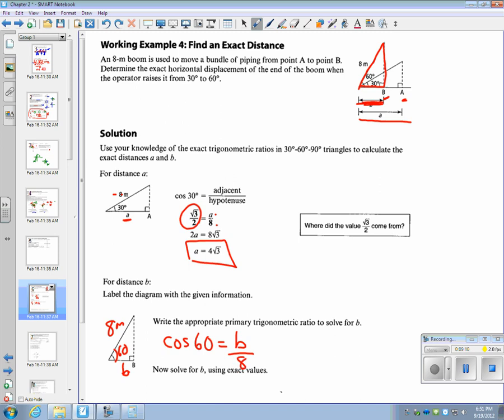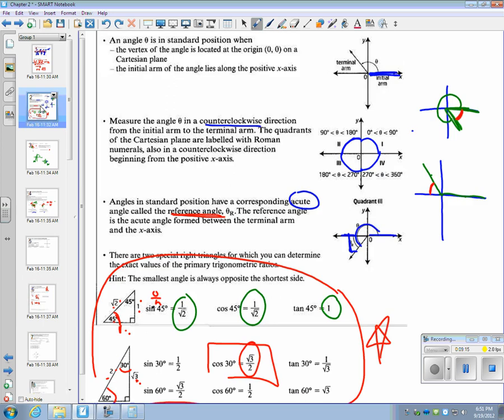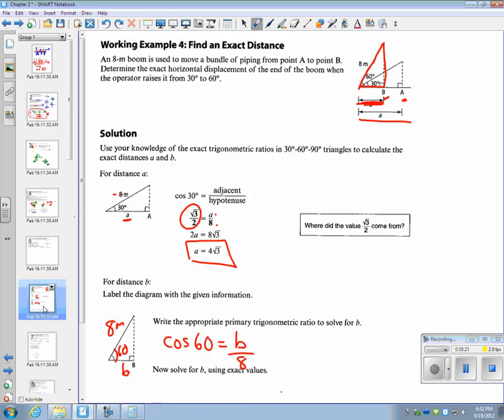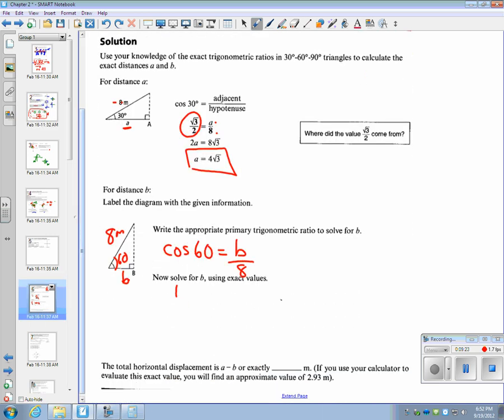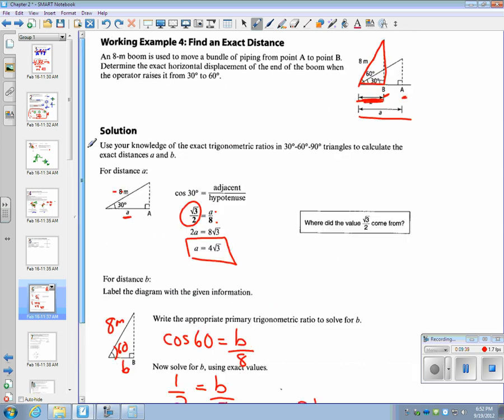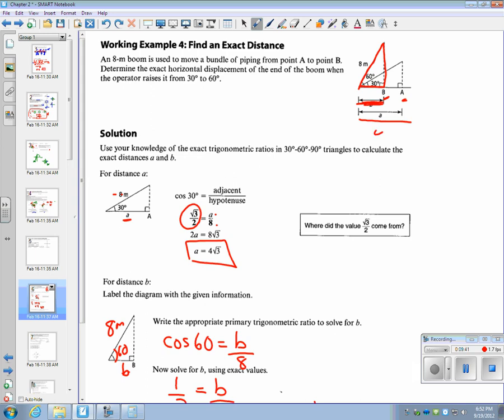Now we know cos of 60 from our exact values. Cos of 60 is 1/2, so we're going to sub in that 1/2. So we know that 1/2 equals b over 8. Solving for b, we get 8 equals 2b, and b equals 4. So the distance is 4. So b is 4. Here we have 4 root 3, and this distance here is just 4. So how much has it moved? We're going to subtract them.